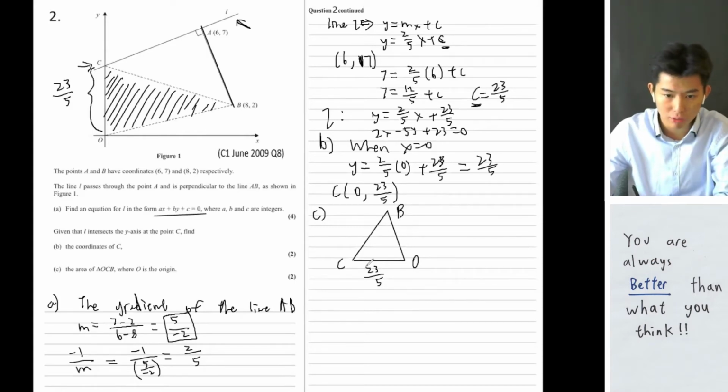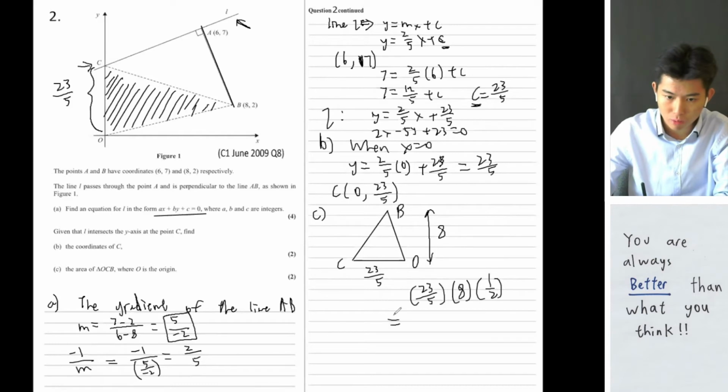So the base is 23 over 5, and the height is the x coordinate of B, which would be 8. So the answer would be 23 over 5 times 8 times 1 over 2, which is 18.4. Okay, let's do the marking now.